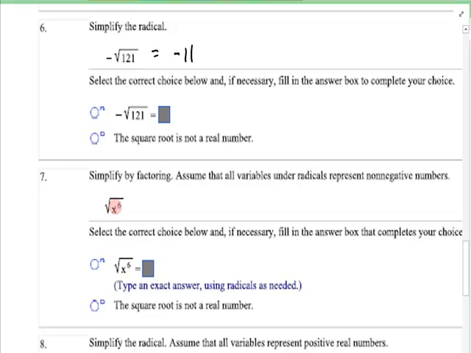Number 7, what is the square root of x to the 6th? We take half of the exponent. It is x to the 3rd.